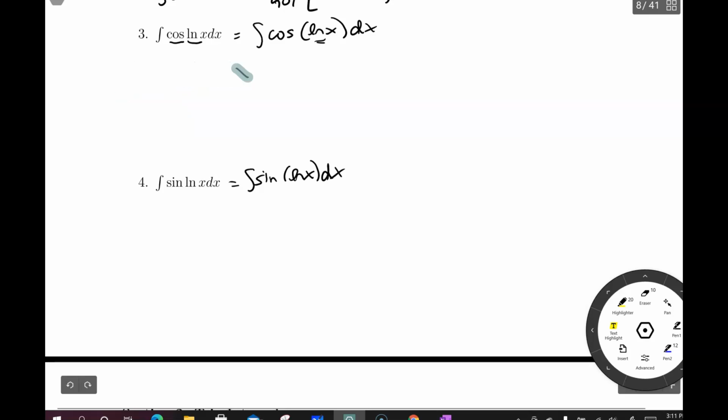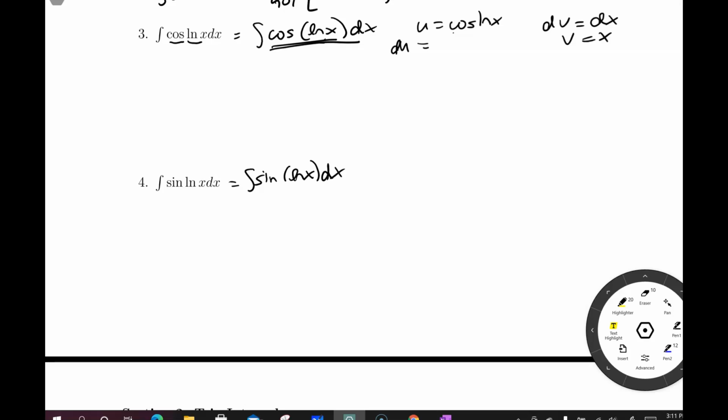All right, so this is parts. I'm going to let u equal the function I know the derivative of, and dv equaling the rest. So remember, this is the simpler case, right? So v is just x. So to take the derivative of cosine of ln of x, take the derivative of cosine, I get negative sine ln of x times the derivative of ln of x, which is 1 over x. So chain rule, be really careful there.